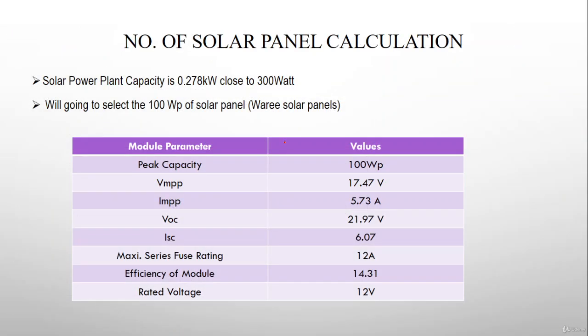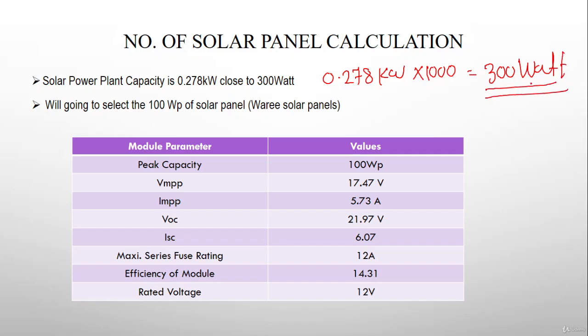Once we know how much solar power plant capacity will be feasible, which is 0.278 kilowatt, we convert this value in terms of watt by multiplying by 1000. So we are getting an answer close to 300 watt. This is actually 278 watt, but we can take close to 300 watt for safety precautions.